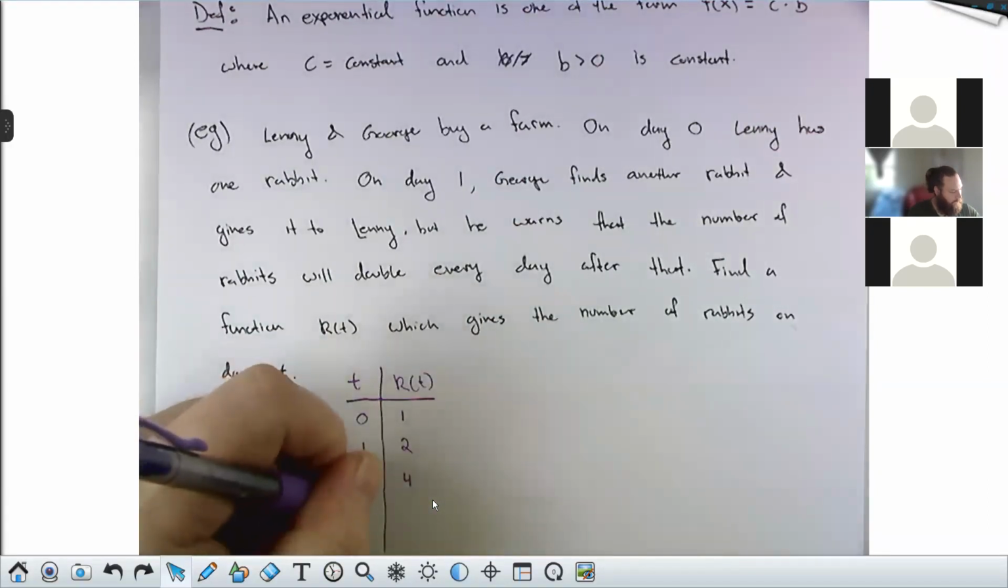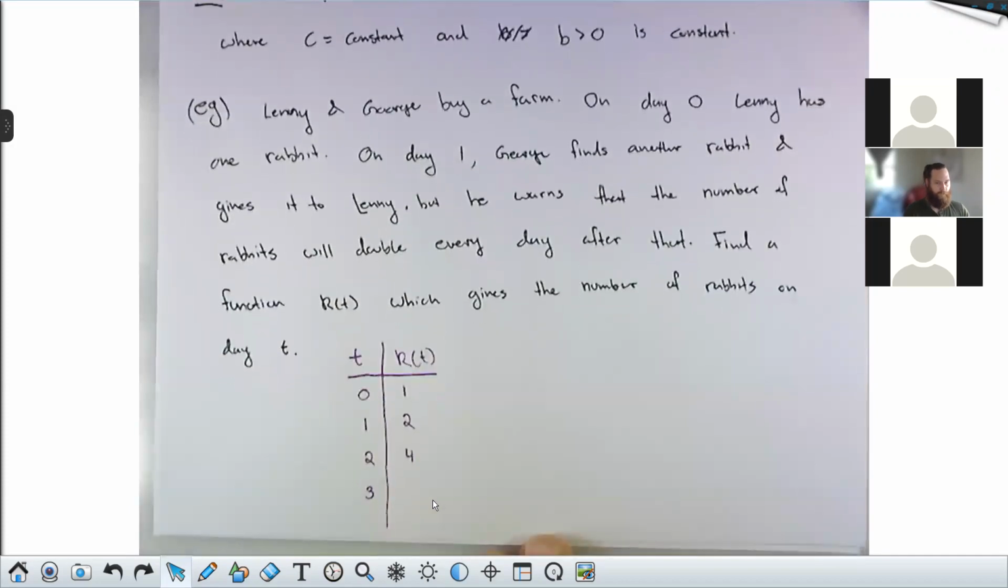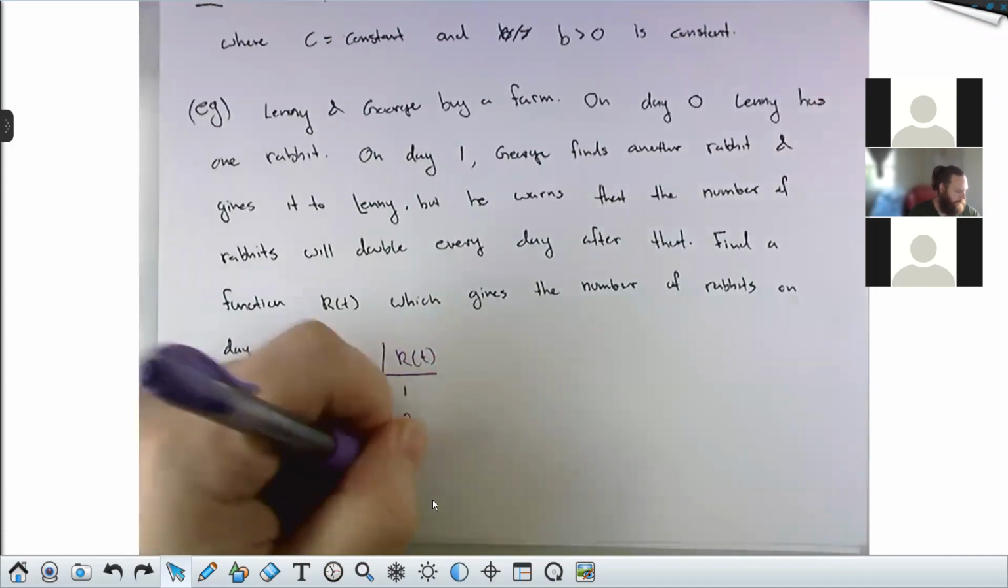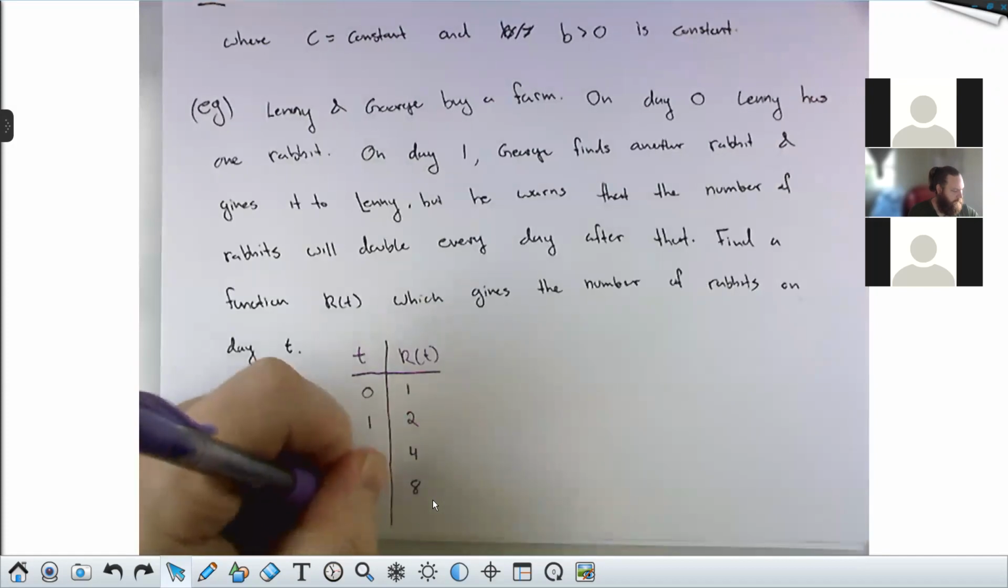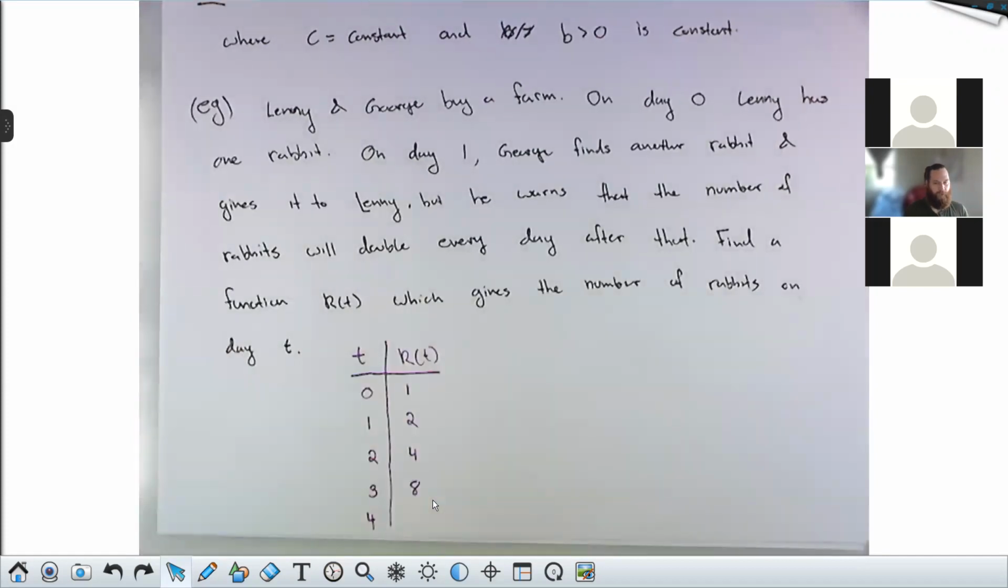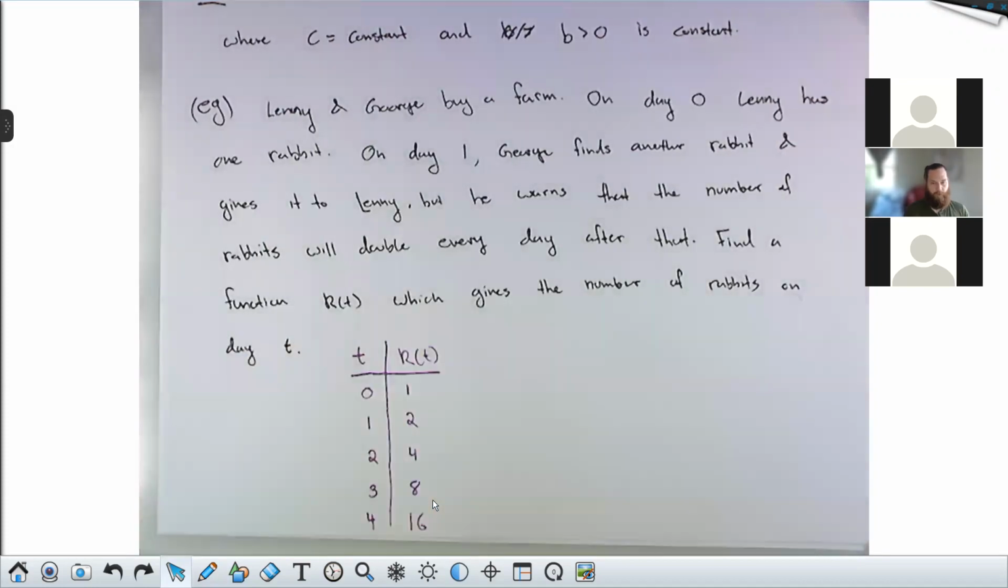On day 3, eight. Very good. Because every day the number of rabbits doubles, so those four rabbits are going to turn into eight. Let's do one more and then see if we can find the pattern. On day four, how many rabbits would we have? 16. Right.